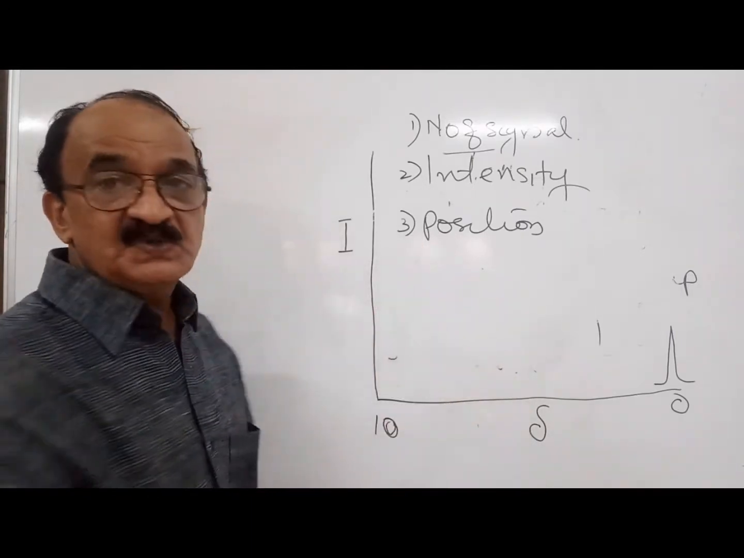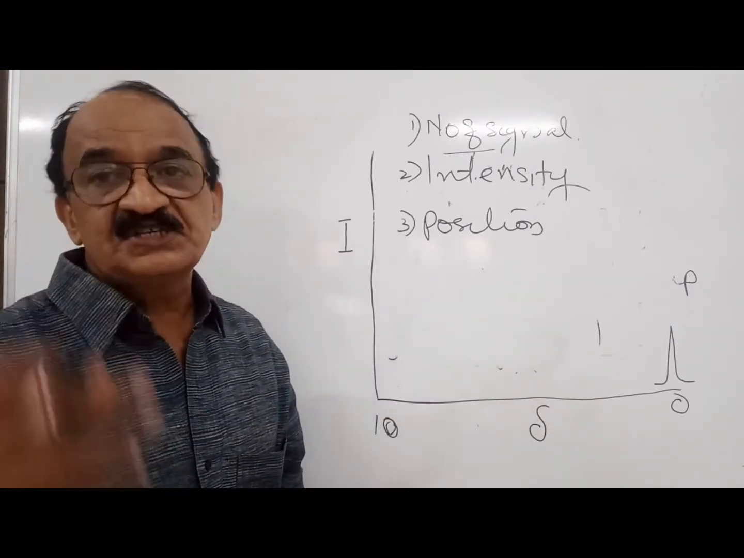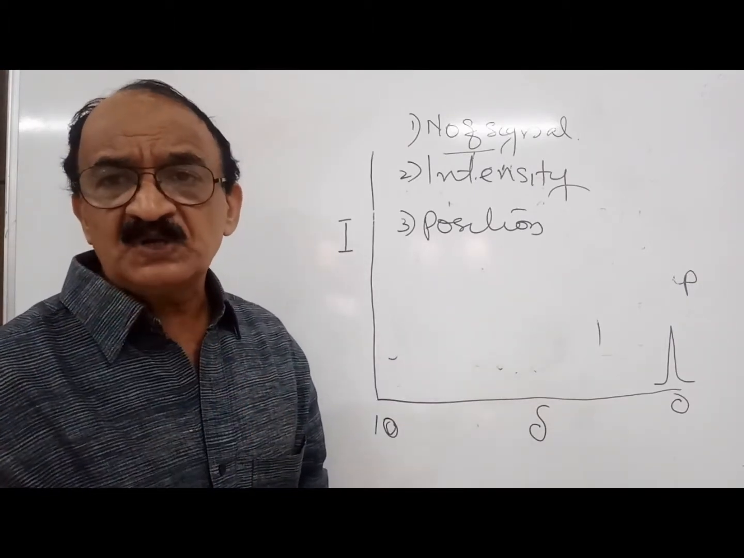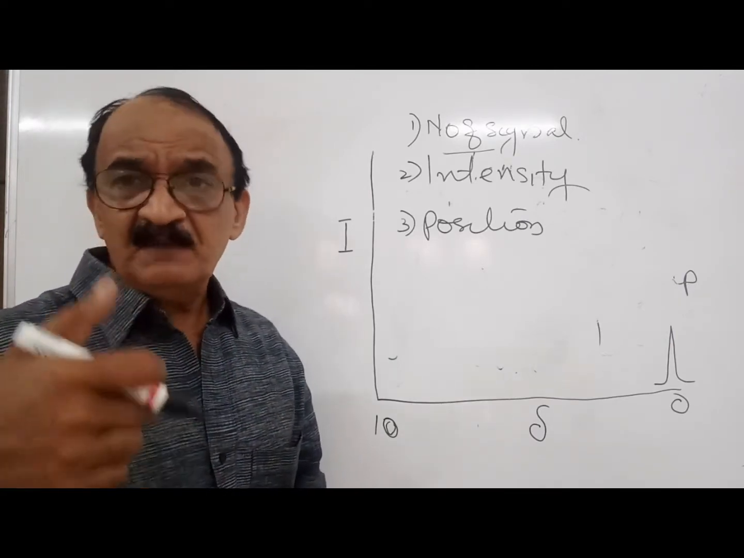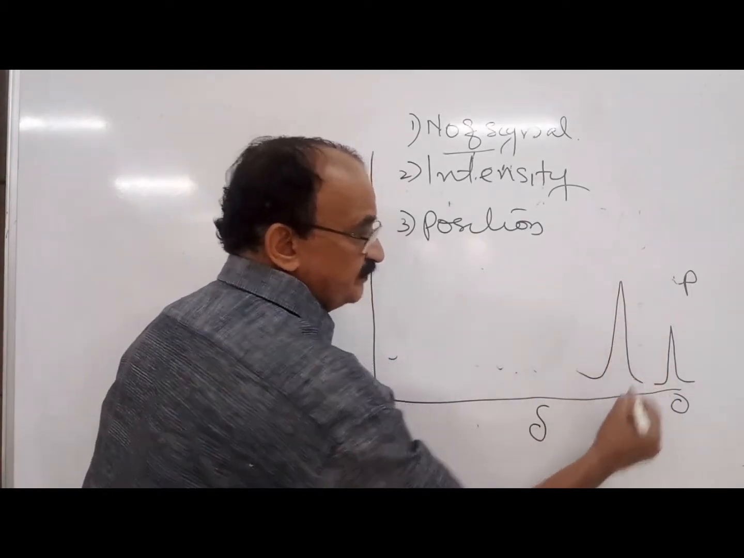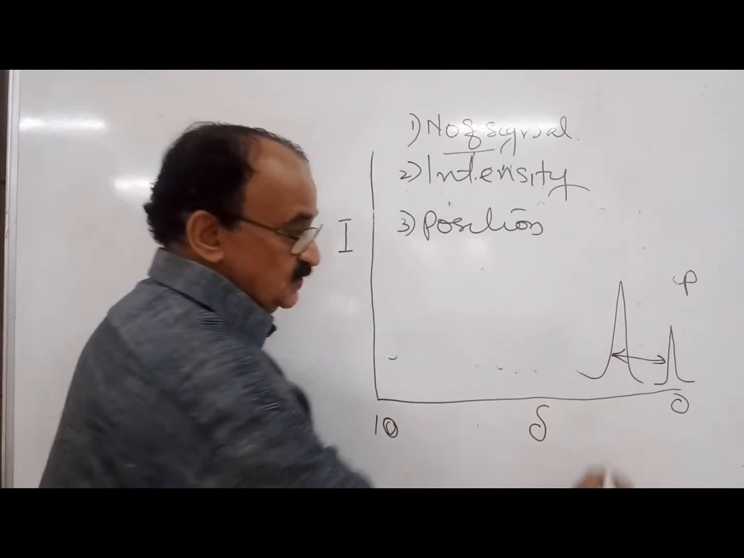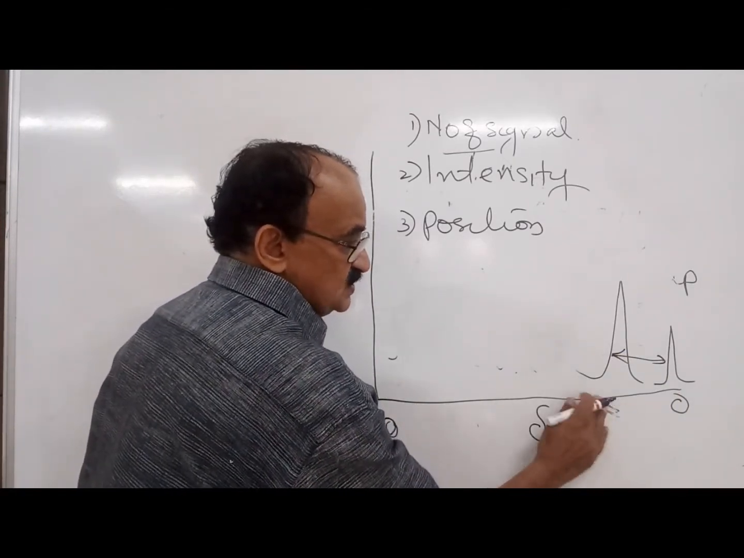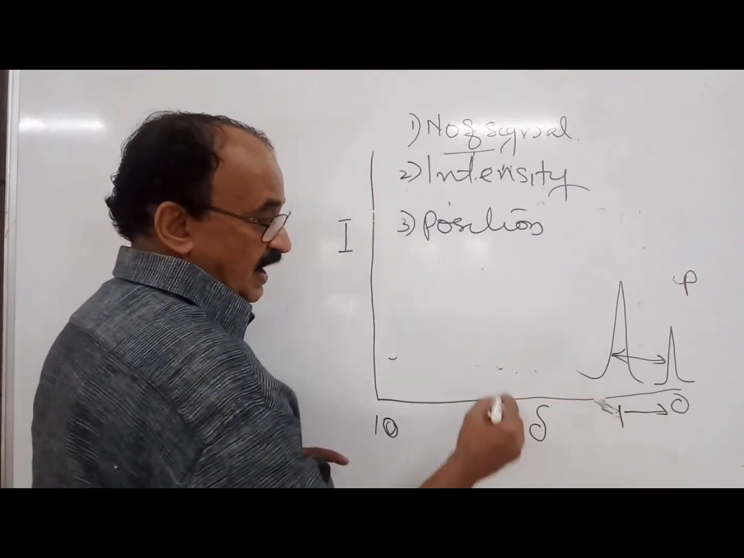And the third one is the position of the signal. Position of the signal depends on what? Chemical shift. And chemical shift depends on shielding and de-shielding. Shielded protons can be seen nearer to the TMS with a lower value of chemical shift. Right? So suppose it is 1, and the chemical shift is 1 minus 0 equal to 1 ppm.